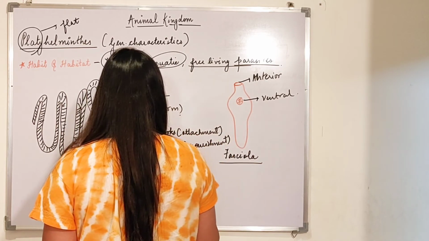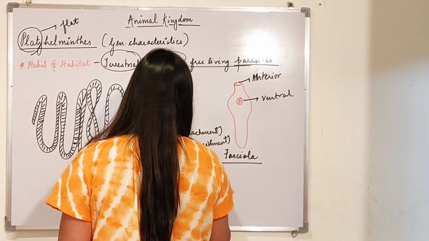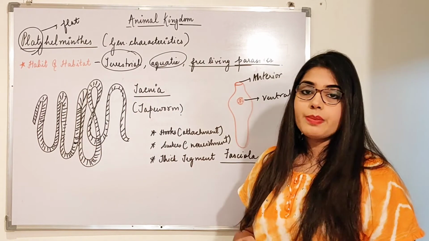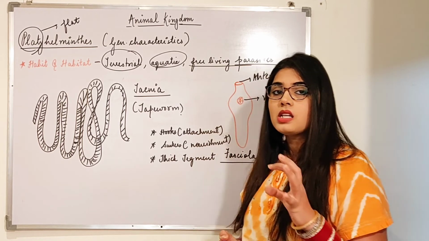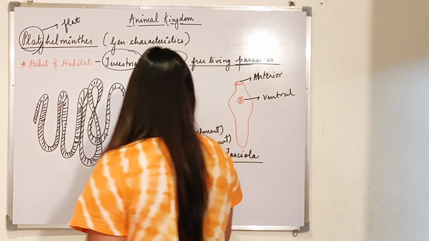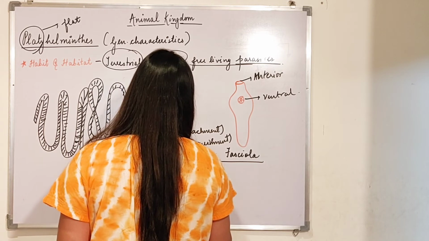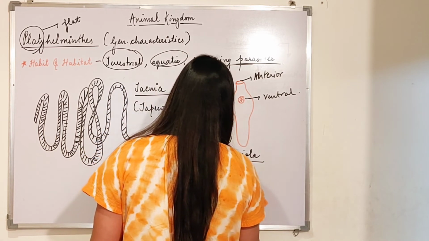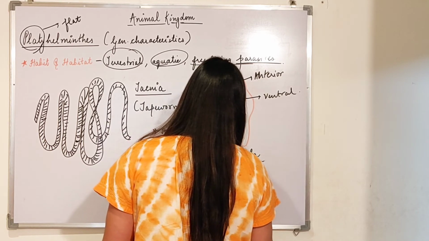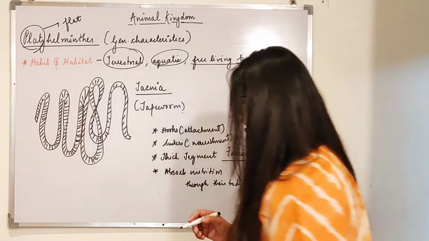Some of them, beta, also have a thick tegument. What will be the function of this tegument, beta? Tegument means a thick layer is present so that the enzymes which are present cannot act on it. Okay, due to the presence of thick tegument. And another characteristic feature, beta, is that they can absorb nutrition through their body wall. So these are the features.